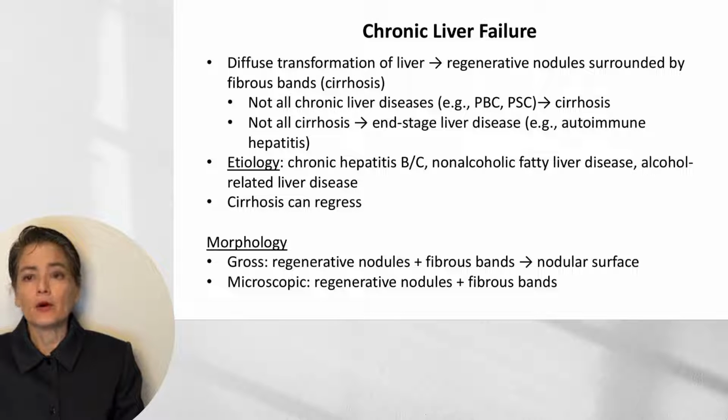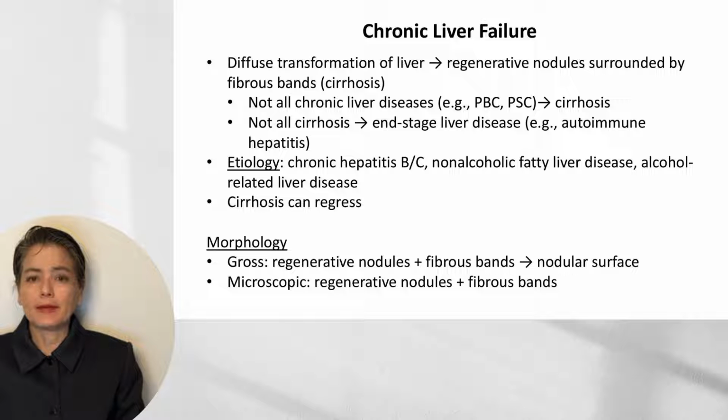And furthermore, not all cirrhosis leads to end-stage liver disease, which is to say coagulopathy, encephalopathy, etc. So one example of this is that you can see cirrhosis in autoimmune hepatitis, but still be spared end-stage liver disease. The etiology in the United States is most commonly going to be chronic hepatitis B or C infection, non-alcoholic fatty liver disease, and alcohol-related liver disease. And one more important fact to know about cirrhosis is that cirrhosis can regress with the appropriate treatment.